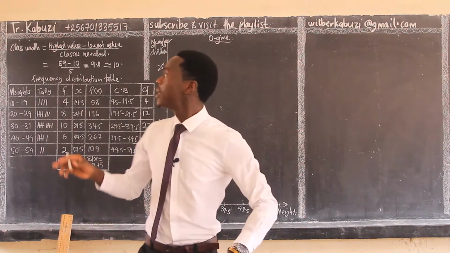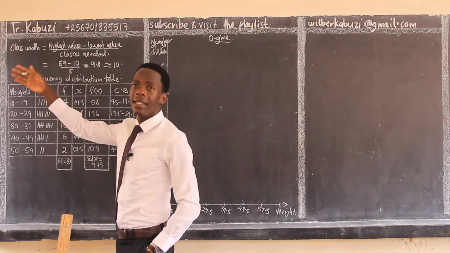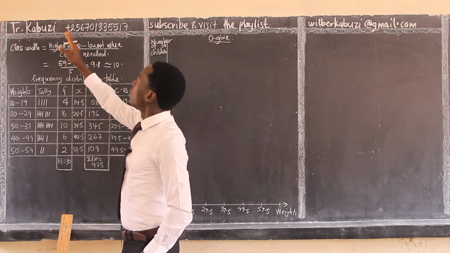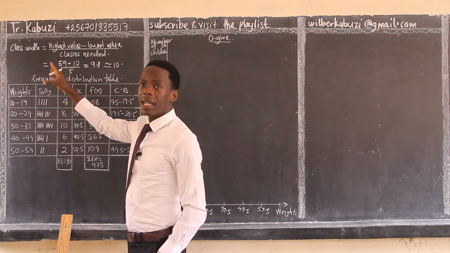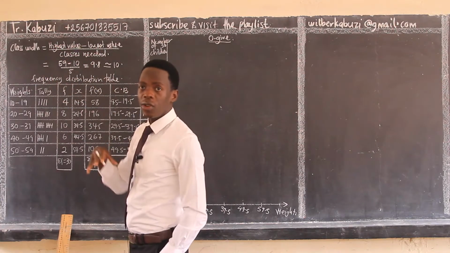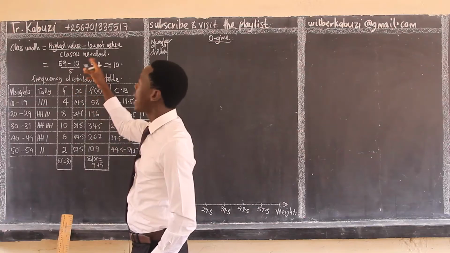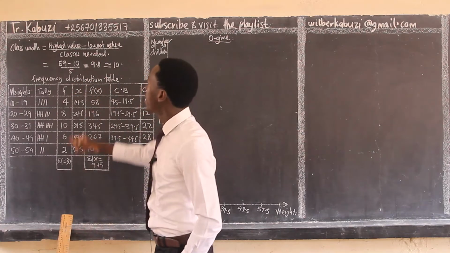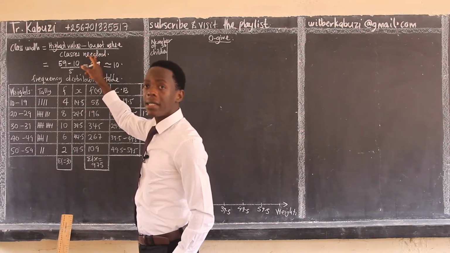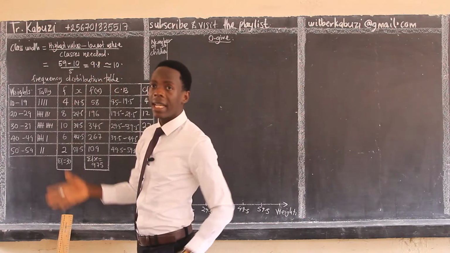This formula says to get the class width or the class interval, you get the highest value in the data you have minus the lowest value in the data you have, then divide by the number of classes you want. If you want 6 classes, you divide by 6. If you want 10 classes, divide by 10. If you want 8, like that.